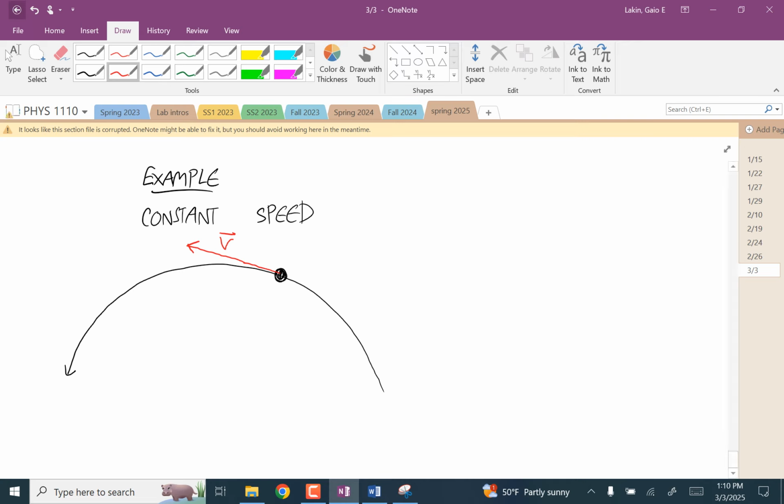Now A perpendicular. If you fit a circle to this curve, would A perpendicular go down and to the left or up and to the right? Down and to the left. Yep. And so A perpendicular is straight this way. It has to be 90 degrees from this one.